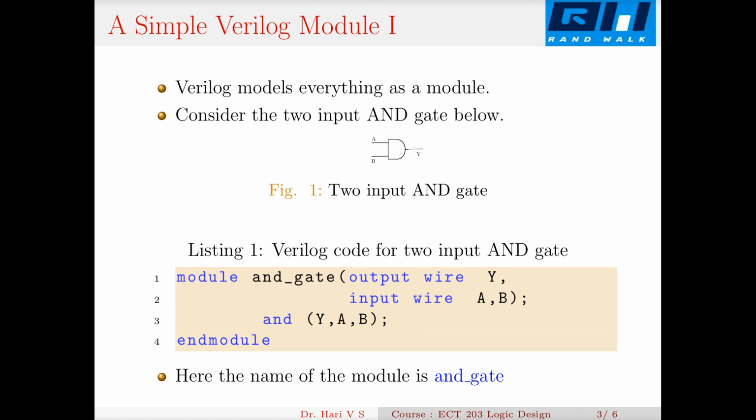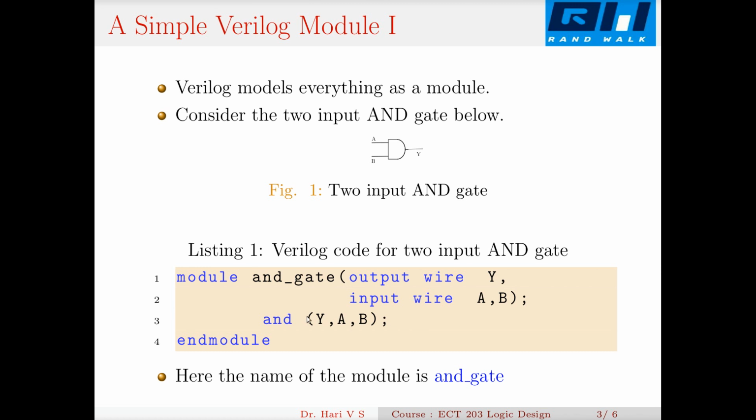So I started a module, ended with endmodule. Here the module name is given, AND underscore gate. Then brackets are put, everything is ended with a semicolon. Then within these brackets I write my input and output ports. First I write my output port. Output is Y. What is the data type? It is a wire, output wire Y, that is followed by a comma. Then input, the data type is wire, A comma B are the values.